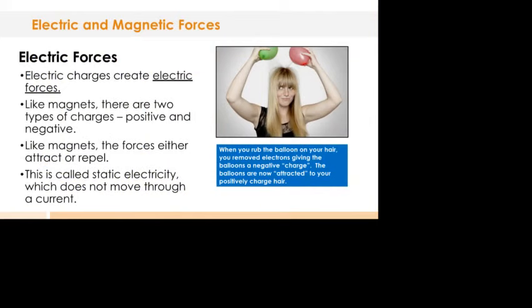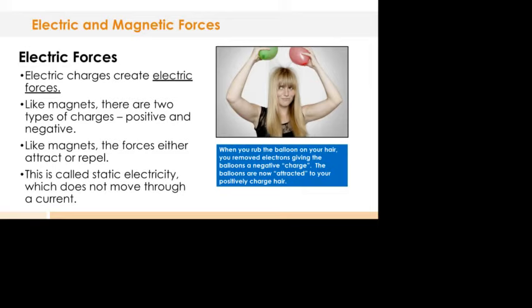Now, electrical forces are very similar to magnetic forces, and they're related to magnetic forces, but they are created by electric charges. But like magnets, we have two different types of charges. We have positive and negative charges. Also, like magnets, electric forces can either attract or repel. And just like in magnets, like forces repel and opposite forces attract.